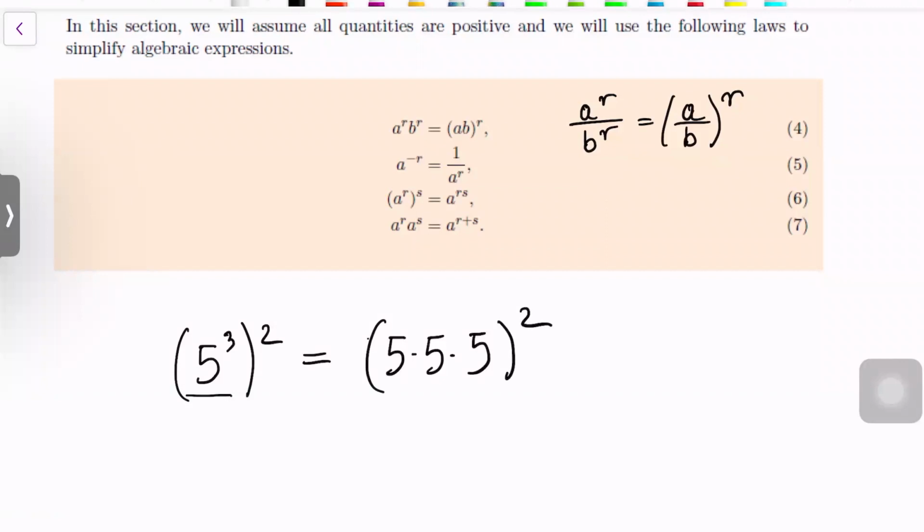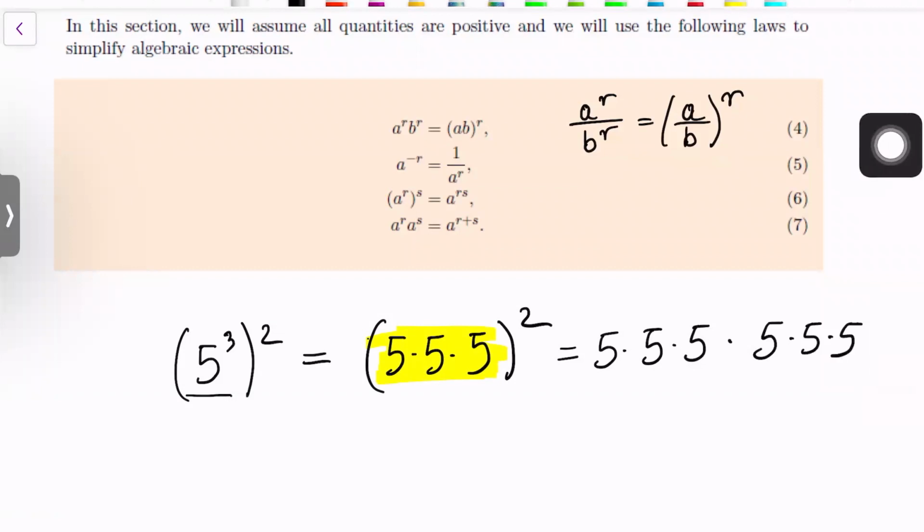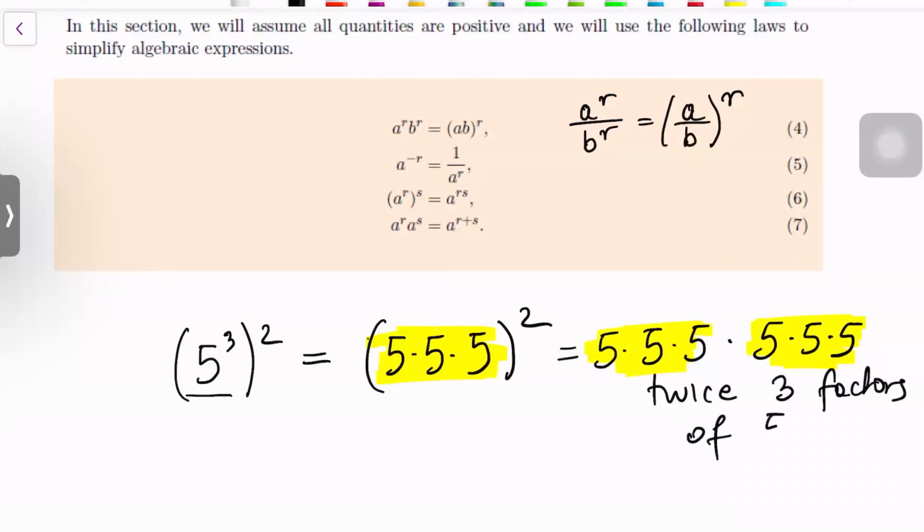Right? And what's now that to the power 2? Well, that's 5 times 5 times 5, I have to multiply by itself. 5 times 5 times 5, right? So when you look at this, what you have is this times this. So I multiplied the same base, 5 times 5 times 5, twice, right? This times this. So basically I have twice 3 factors of 5, meaning I have 6 factors of 5 combined. When you analyze that, it makes sense.